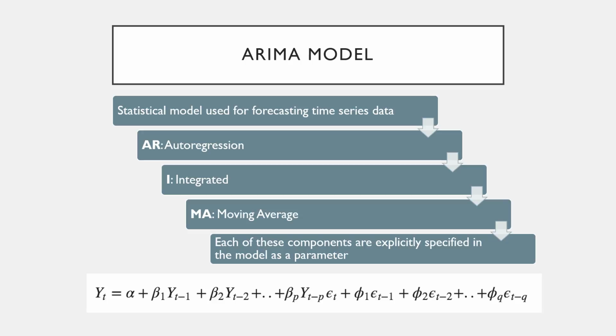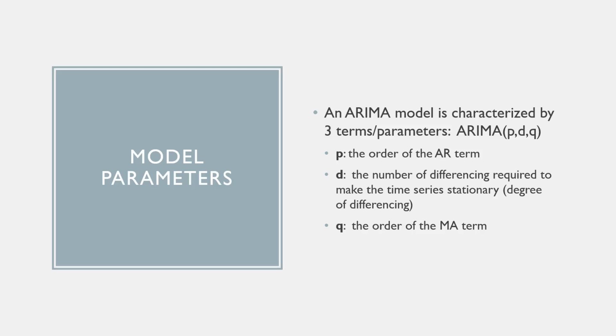So the first step to build an ARIMA model is to make the time series stationary. Why? Because the term autoregressive in ARIMA means it is a linear regression model that uses its own lags as predictors. Linear regression models work best when the predictors are not correlated and are independent of each other. Now that we have a basic understanding of an ARIMA model, I will explain the model parameters.